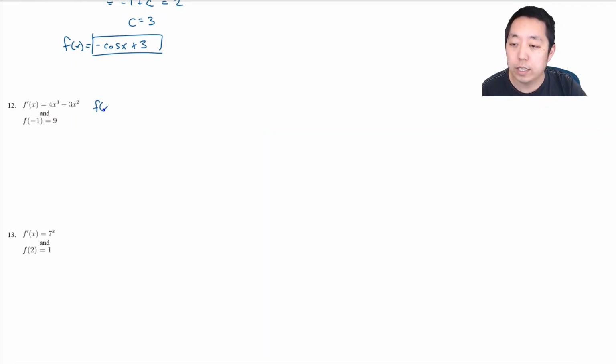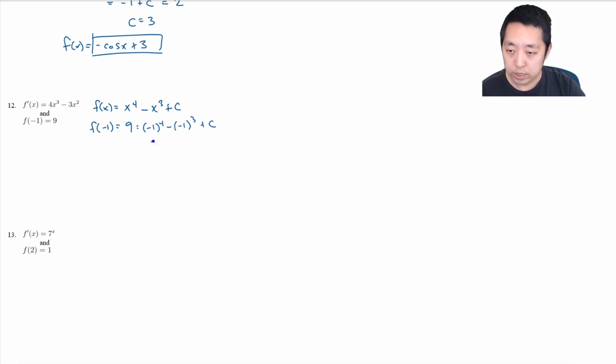Okay, here I'm going to do the antiderivative again. The antiderivative of this is x to the fourth minus x cubed, because the derivative of x to the fourth is 4x cubed. And then a plus c here, and I know f of negative 1 has to equal 9. Plugging in negative 1, that's going to be negative 1 to the fourth minus negative 1 cubed plus c. Negative 1 to the fourth is positive 1, minus negative 1 cubed is plus 1, so that's 2 plus c is 9, which means c has to equal 7. And so then my answer is f of x is equal to x to the fourth minus x cubed plus 7.